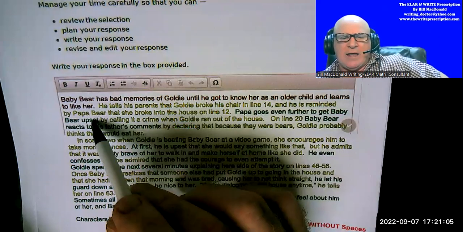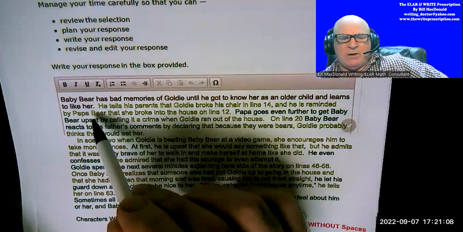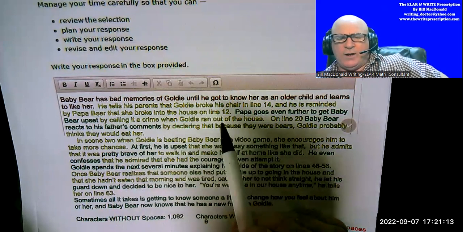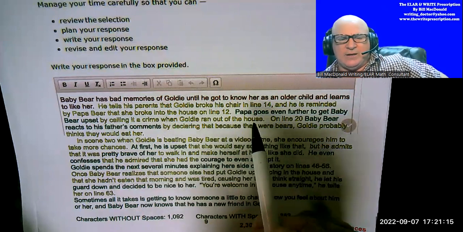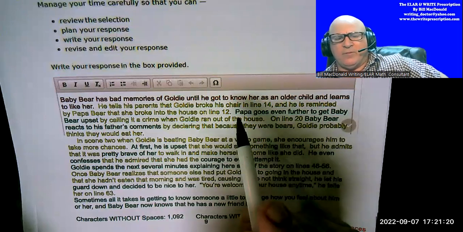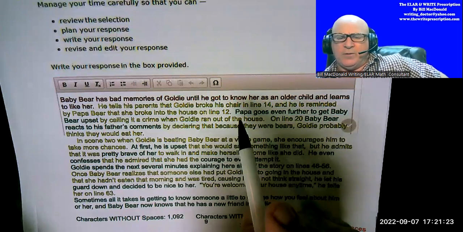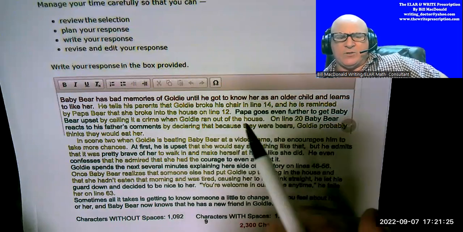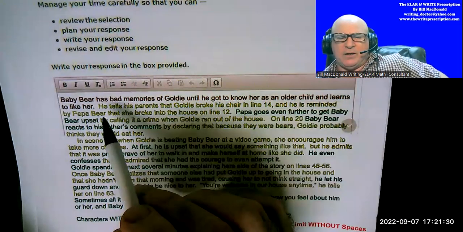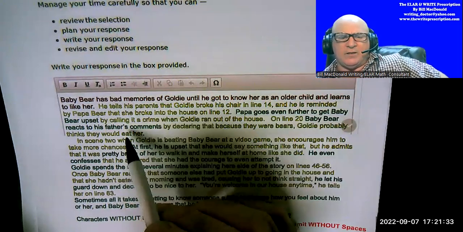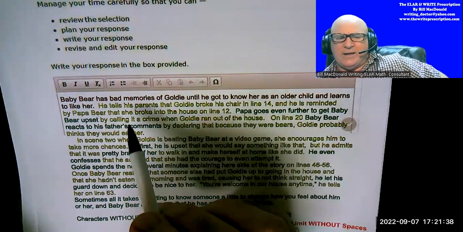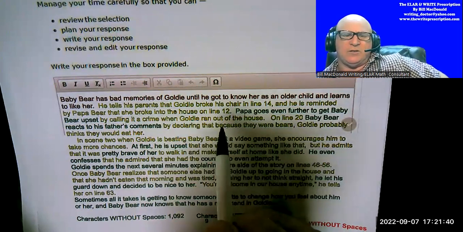By calling it a crime when Goldie ran out of the house. That was actually in the play. On line 20, so notice that on this line, I didn't tell you where, but I did use the actual words from the text. This one I did tell you where. On line 20, Baby Bear reacts to his father's comments, my own words, by declaring that because they were bears, Goldie probably thinks they would eat her. And that was mentioned. And so all of this was negative connotations. And so there's a transition.